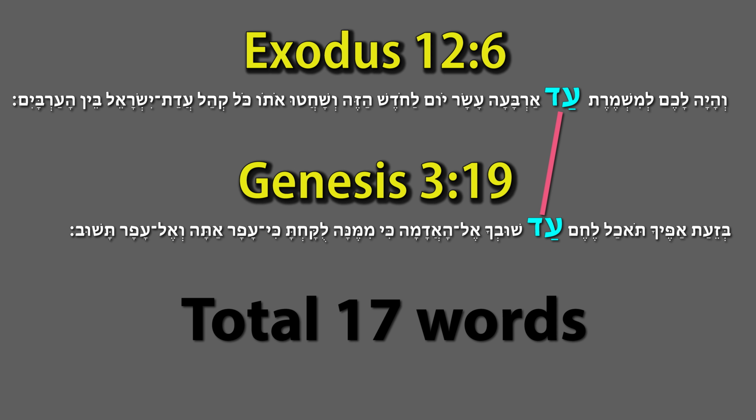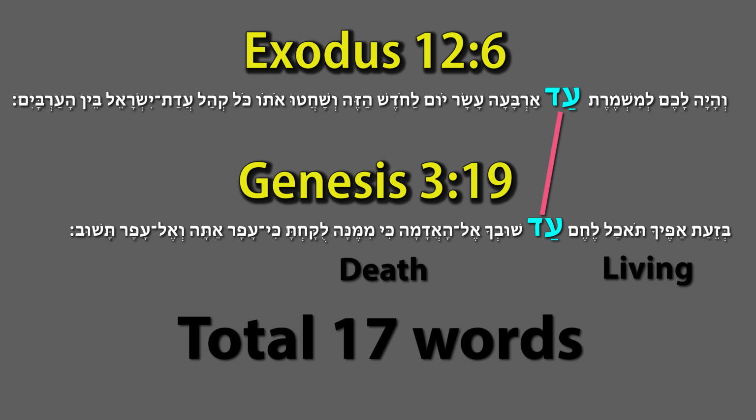In Genesis 3:19, the right side of add speaks of the time of life. The left side speaks of the time of death. In the same way, in Exodus 12:6, the right side of add speaks of the time of preparation, and the left side speaks of the time of offering.